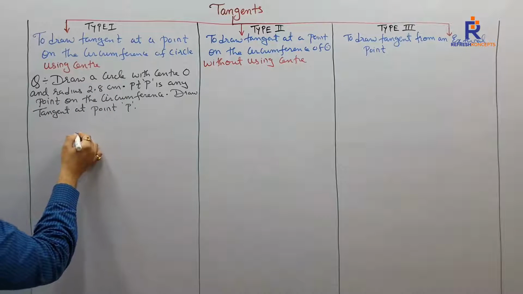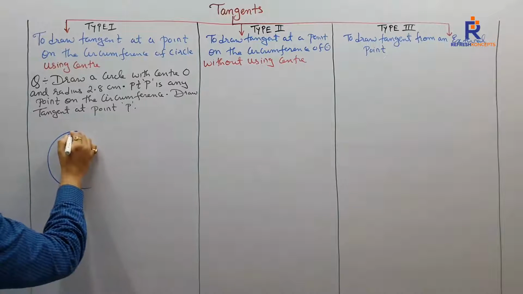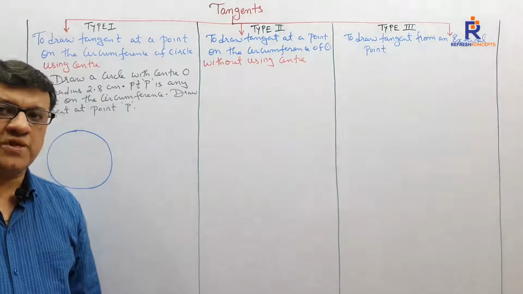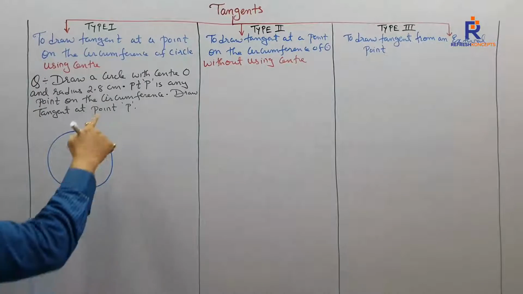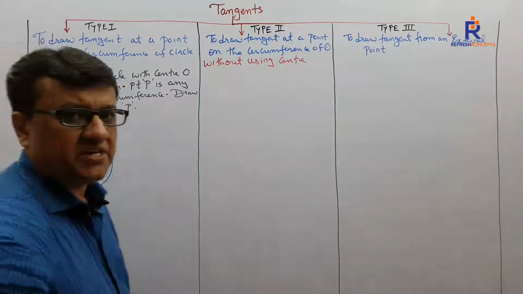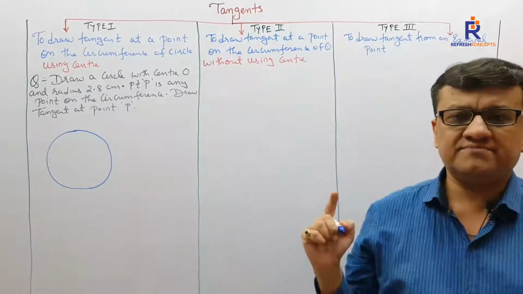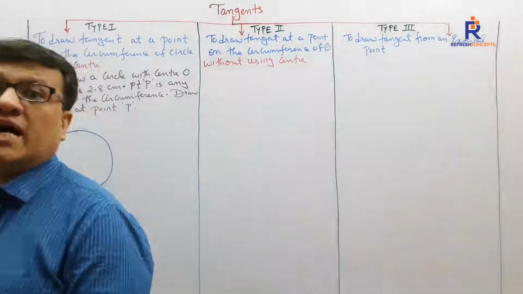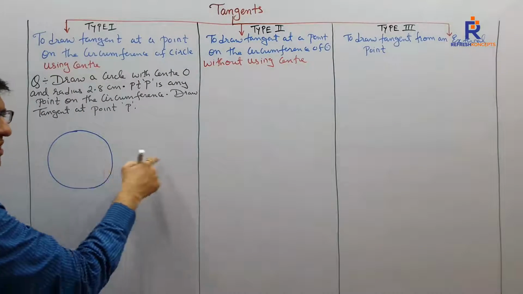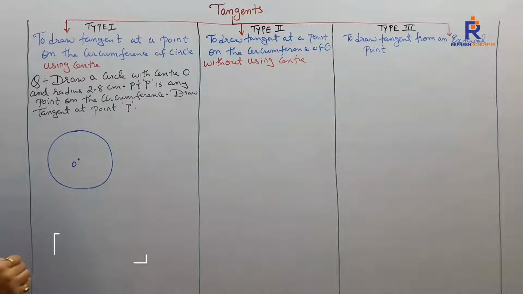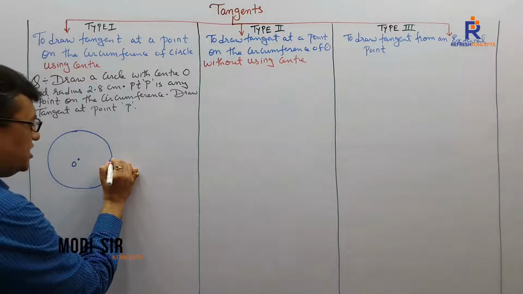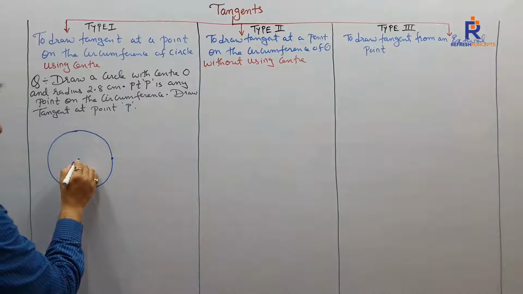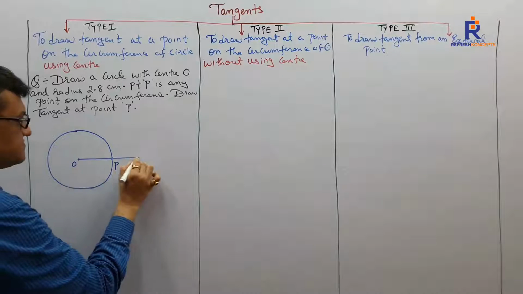So the very first thing I'm going to do is draw a circle with radius 2.8. Any problem? Now, point P is any point on the circumference of the circle. Children, you can take point P anywhere you want. I shall take point P here. This is the center of the circle O. Mind you, I can take it anywhere. Point P is here. Extend this line.